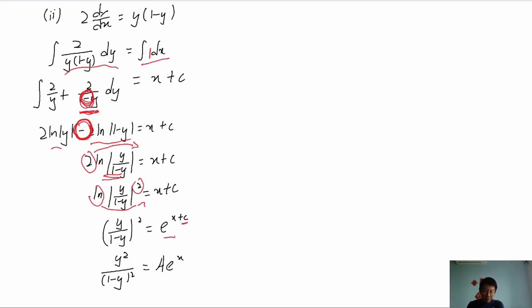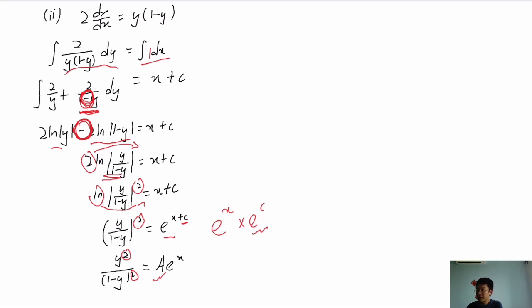For that one, it is e power x times e power c. For this e power c, we just call it a to make it easy, because again, e power c and a are just the same thing, they are just a constant. So it is y over 1 minus y, all squared, and then we just have to expand the square and put it in the numerator and denominator, and this is what we get from part 2.